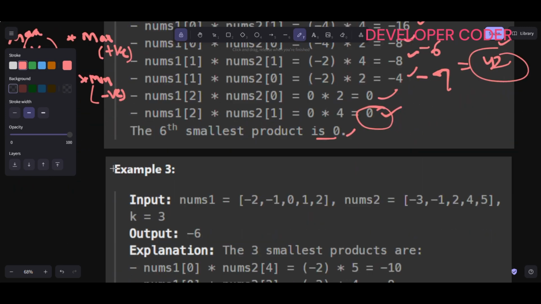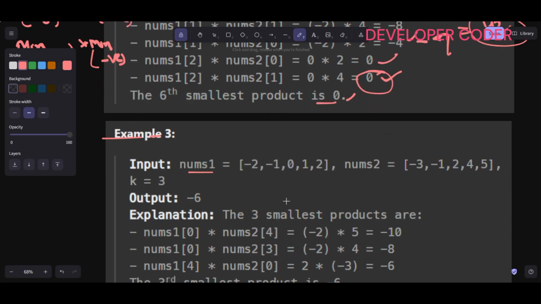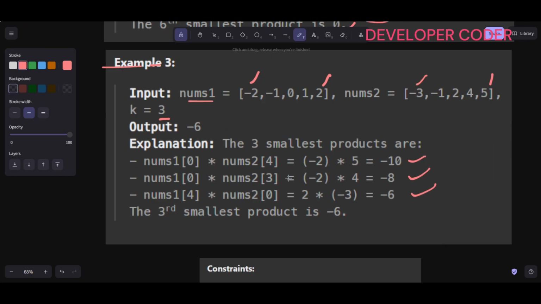Okay, now example number 3, this nums1 and nums2 and k is equal to 3. Okay, so see, k is equal to 3. Okay, the smallest we are going to get when we multiply the minimum from one array and the max from another array, right? So minus 2 into 5 is minus 10. Okay, and you can also see this minus 2 into 4, then you're going to get minus 8. Then here also 2 into minus 3 is minus 6. Okay, so k is equal to 3, so that is why you are returning this minus 6.